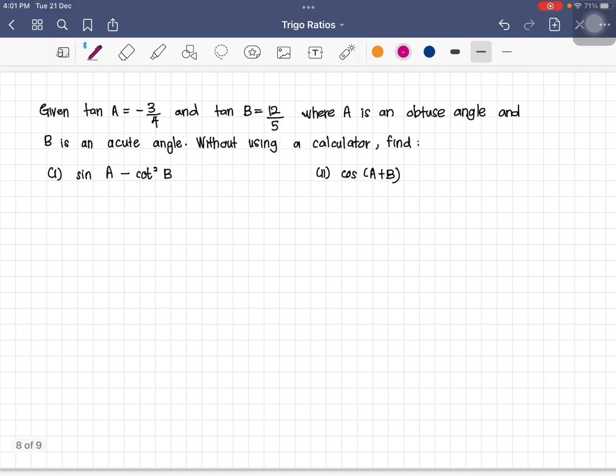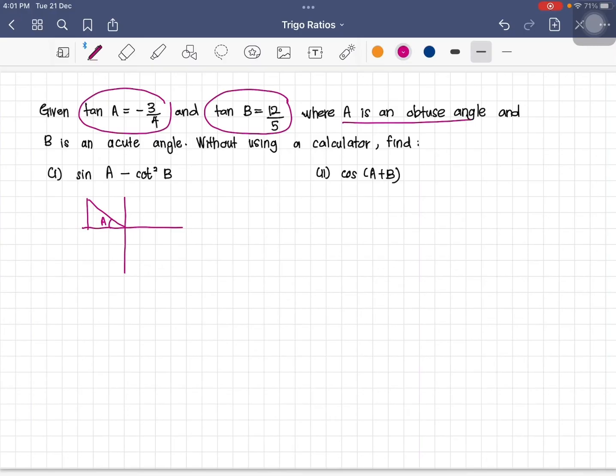Second example, suppose we have tangent of A, which is given by negative 3 over 4, and tangent of B, which is given by 12 over 5, where A is an obtuse angle. We know that when A is an obtuse angle, it should be on this side. Therefore, for tangent A we use ASTC. Only S is positive here, so of course tangent is negative. TOA, opposite is 3 over adjacent 4, hypotenuse should be 5.